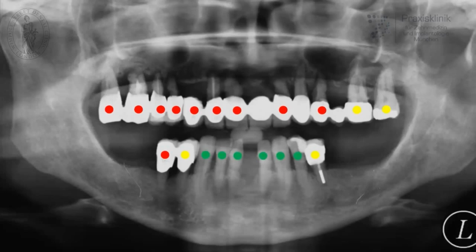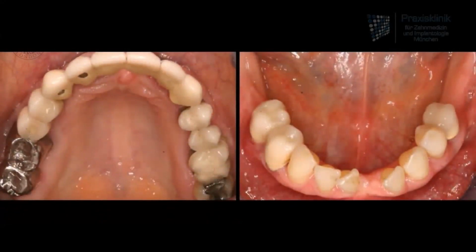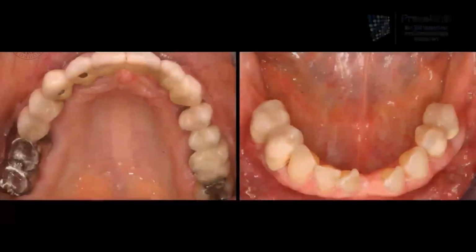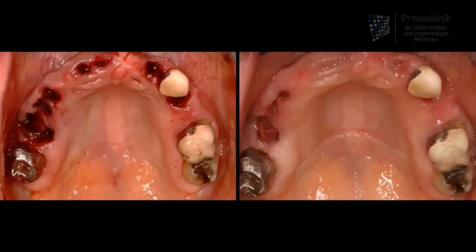The third class of teeth are those with a very good prognosis, here with a green mark. Those teeth are without any kind of damage or just with very slight damages like small decays. After applying this kind of traffic light identification system, we start with the first treatment step. That means those teeth which are identified as hopeless teeth in the first step will be extracted.